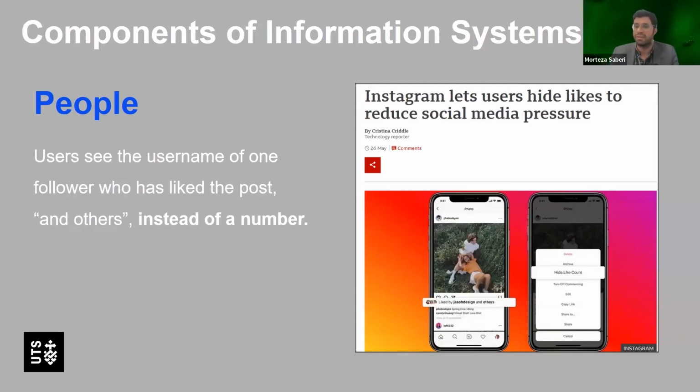Now let's look at another example. Look at the title: Instagram lets users hide likes to reduce social media pressures. Look at the title, social media pressures. Now we are in the area of psychology, or we are in the area of society. Society is important. Society is a big player for the social media industry. So as someone who maybe in future will be working in that industry, you should consider those society elements. So that is another example of information systems in this part of the industry.